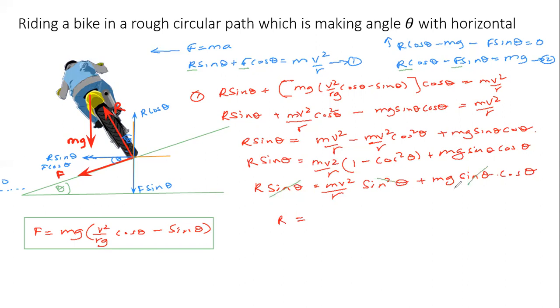So it gives that r equals, here again I'm going to pull the term mg out. If I take mg out, we have v squared over rg sin theta plus cos theta. So we have now r and F. Let me box this.